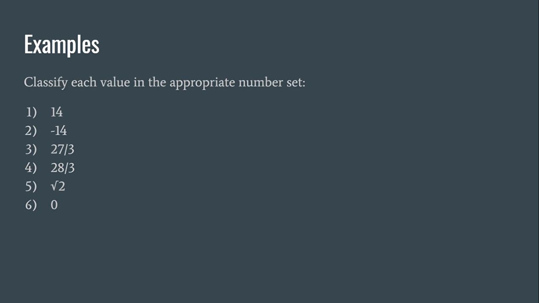Okay, and number 6, 0. So 0 is not part of the natural numbers category, so it's not one of those. However, it is a whole number, because whole numbers start from 0. It is an integer. It is rational, because as a decimal, it does terminate. And since it fell into those 3 categories, it's also a real number. Alright, pretty simple.